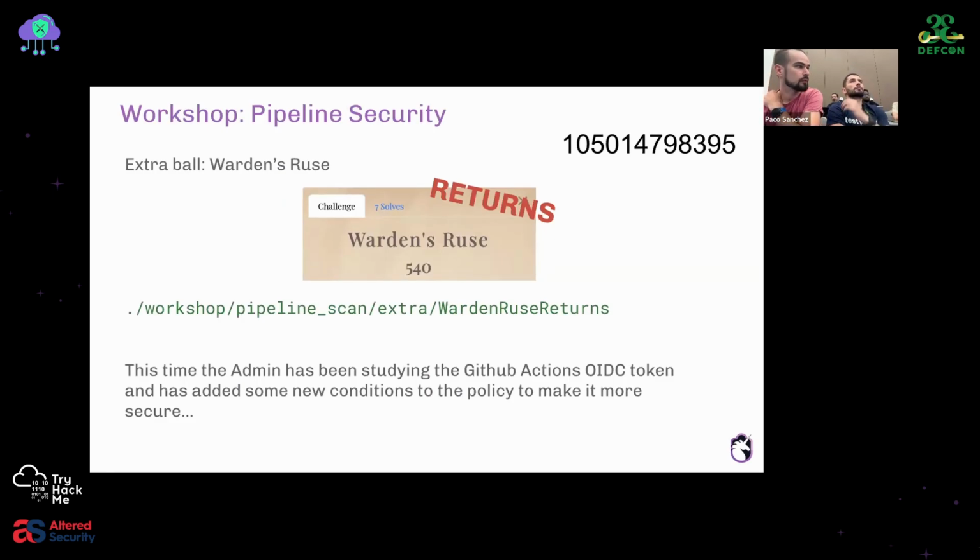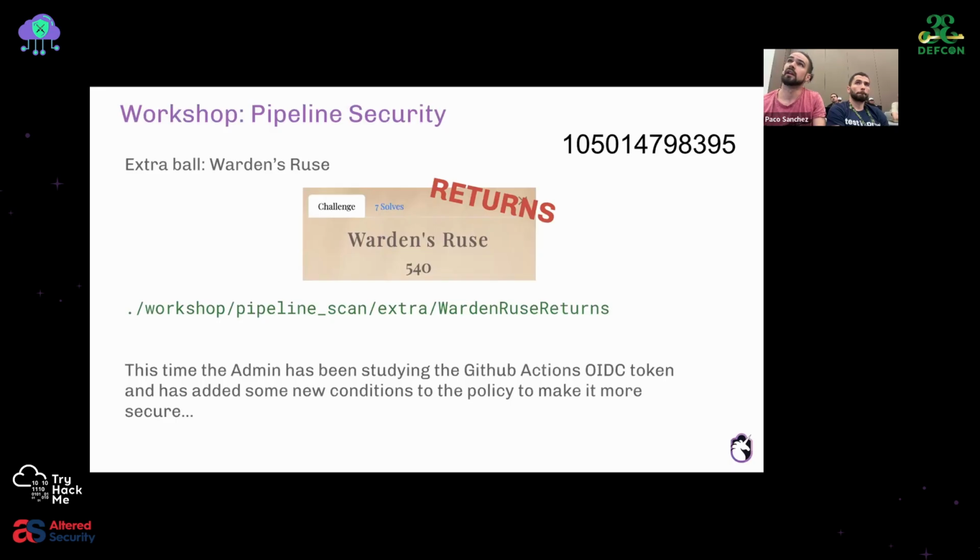This is the challenge we added. This is like an extra ball. You can do it now or just after the workshop. It's a new version of that challenge, a bit more complicated, where the admin has been studying how the OIDC token works. If somebody gets the flag, come to me later and I will give you a unicorn pin, with the unicorn logo. We have pins for it, so you can try to play it later. You will need to take that account ID because you will need it to do the assume.